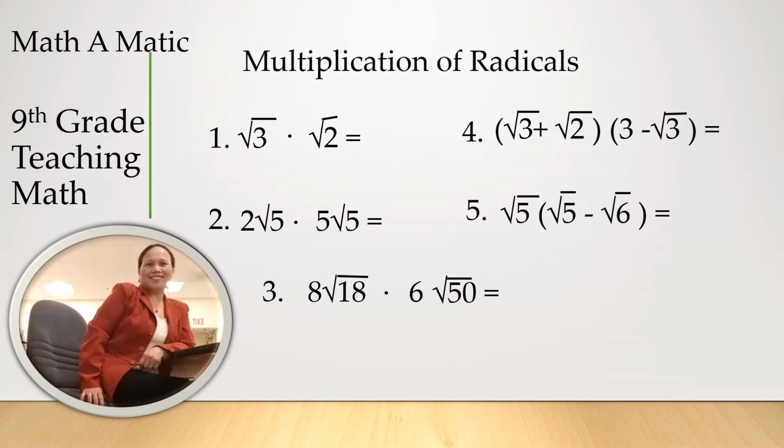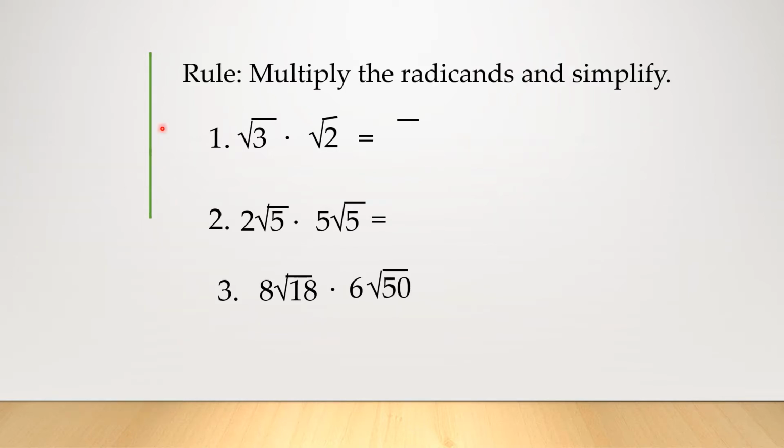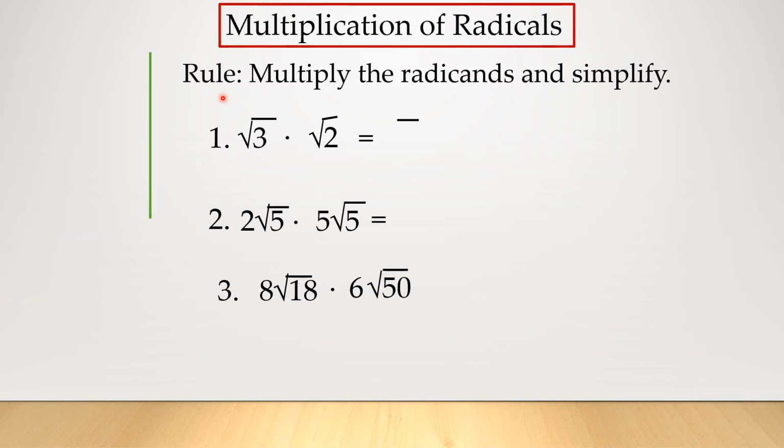In this video, you're going to learn about multiplication of radicals. Here's the rule in multiplying radicals. Simply multiply the radicands and simplify. So the radicands, these are the numbers inside the radical sign. So we have 3 and 2, just multiply them. So square root of 3 times square root of 2 is equal to square root of 6. Then simplify, but square root of 6 is already in simplest form.